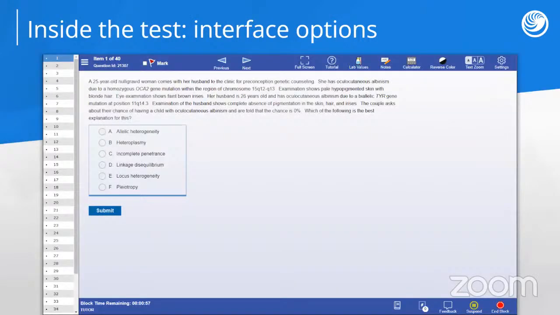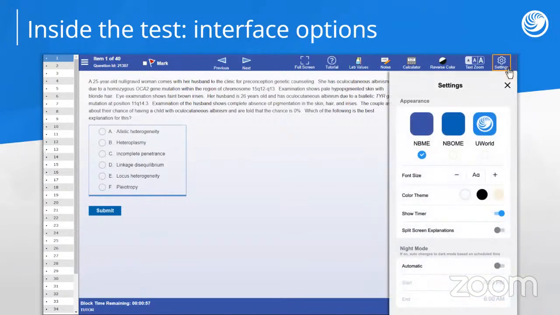All right, so let's get into interface options. Within the UWorld question bank, you have 3 interface options that you can choose from. The one that's currently on your screen is the NBME style interface. So it's retro. This is what you're going to see when you sit down to take the exam, which is going to reduce your level of anxiety first.